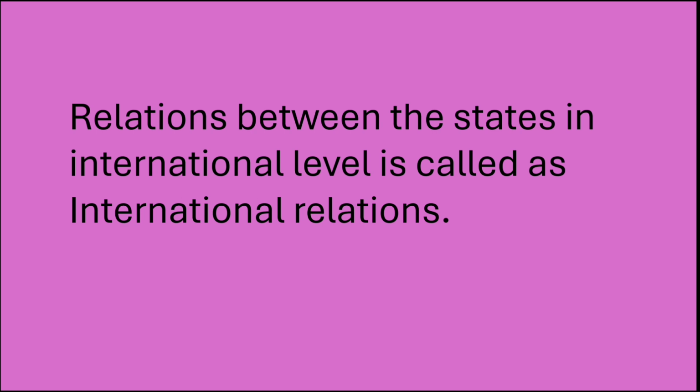The relations among states are of two types, friendly and unfriendly. Friendly relations may take the form of cooperation, while unfriendly relations may develop into conflict or war. Such cooperation and conflict are two sides of the same coin. Friendly and unfriendly relations between states are called international relations.